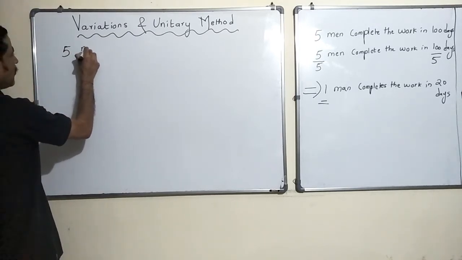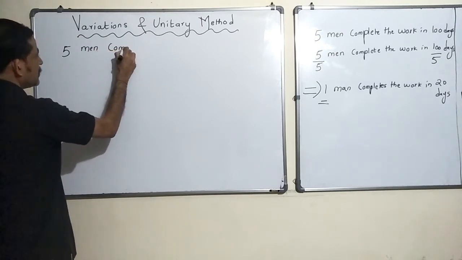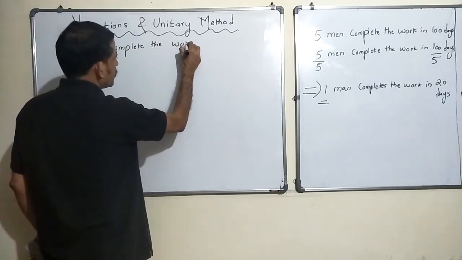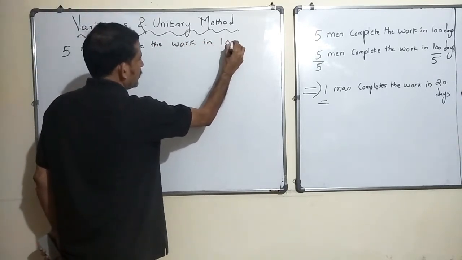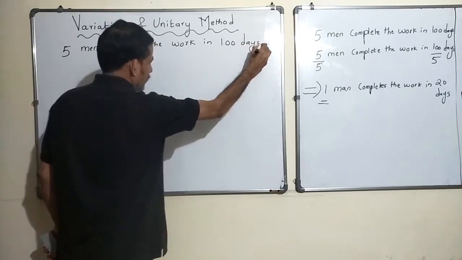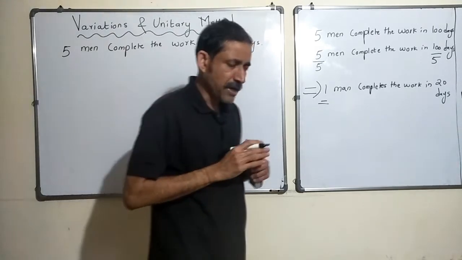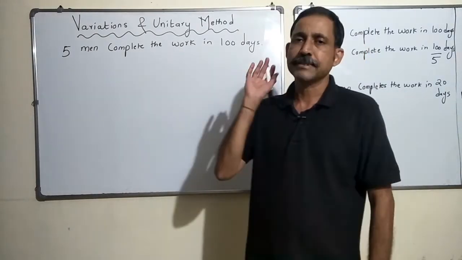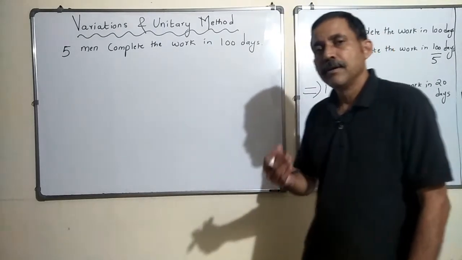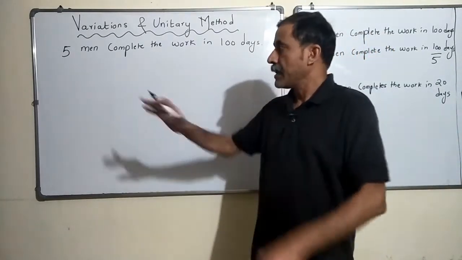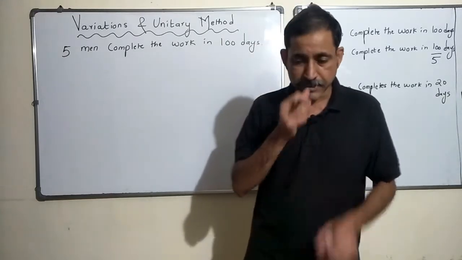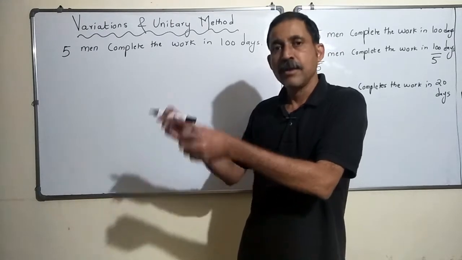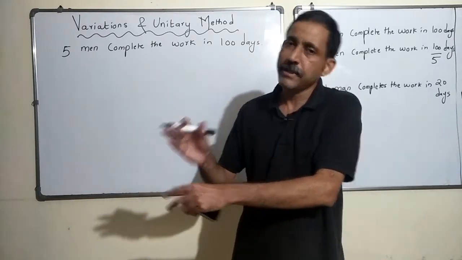Okay, so let's say 5 men complete the work in 100 days. Now just imagine, 5 men are coming every day, they are doing the work and going, and it takes 100 days. So assume that whenever a man comes to the field on the very first day, each is given a box and they work, they finish their work, put it in that box, submit it, and they go back.